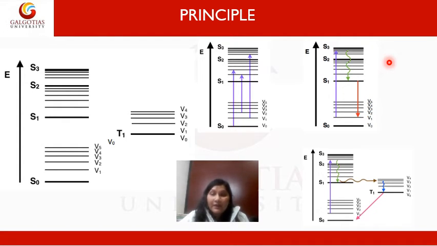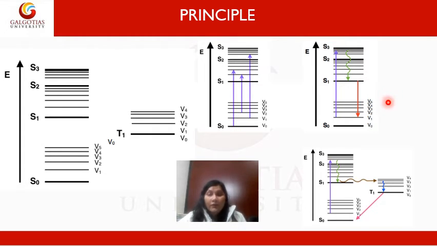Now coming to the main point. When the electron comes from the singlet excited state to a lower state, in this process the electron releases energy in the form of light, and this phenomenon is known as fluorescence. In fluorescence, the electron doesn't change its spin.